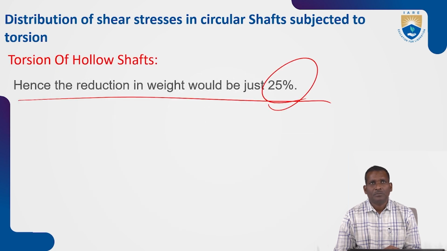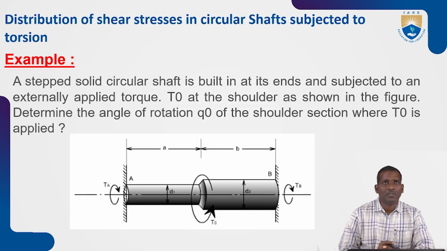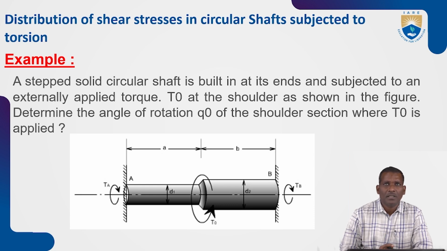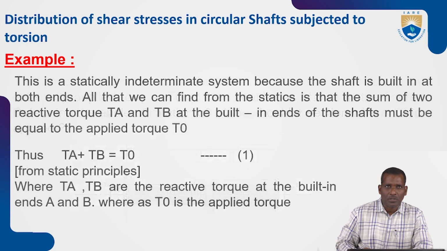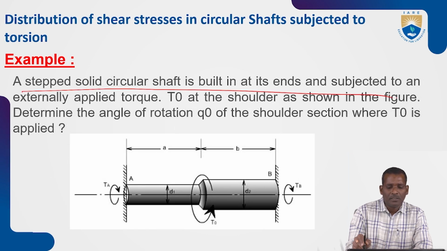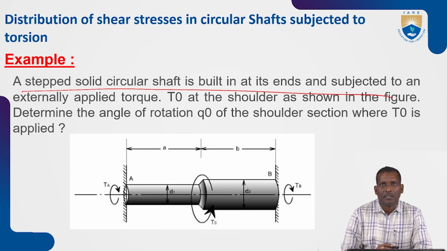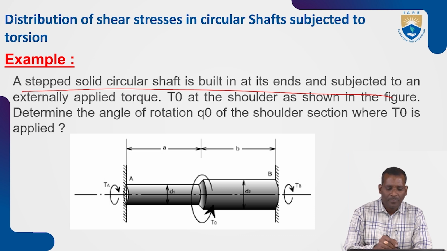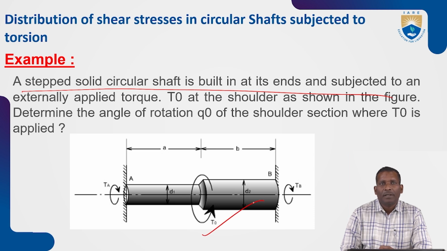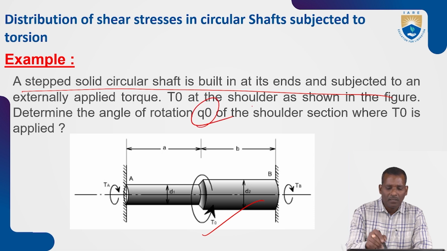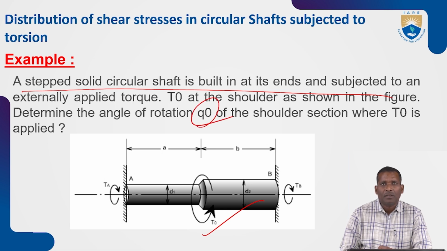Clear? So now, an example I will show you on the distribution of shear stress in circular shafts subjected to torsion. A stepped solid circular shaft is built in at its ends and subjected to an externally applied torque T naught at the shoulder, as shown in the figure. Determine the angle of rotation theta naught of the shoulder section where T naught is applied.